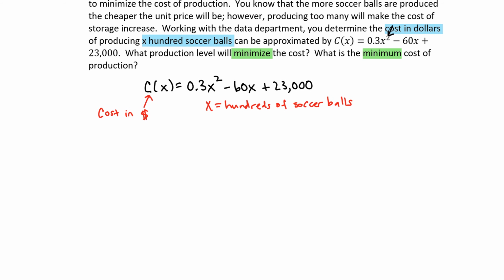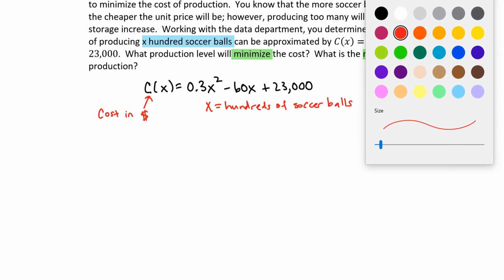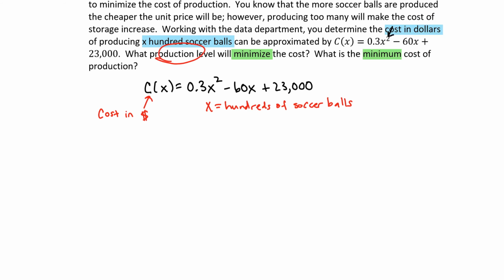So the question says, what production level will minimize the cost? That's basically saying what x value will minimize our cost. This means we need to find the x component of our vertex. And don't forget, that is calculated as negative b over 2a. So b is negative 60. We have negative 60, there's b, divided by 2 times a. Or we have positive 60 divided by 0.6.